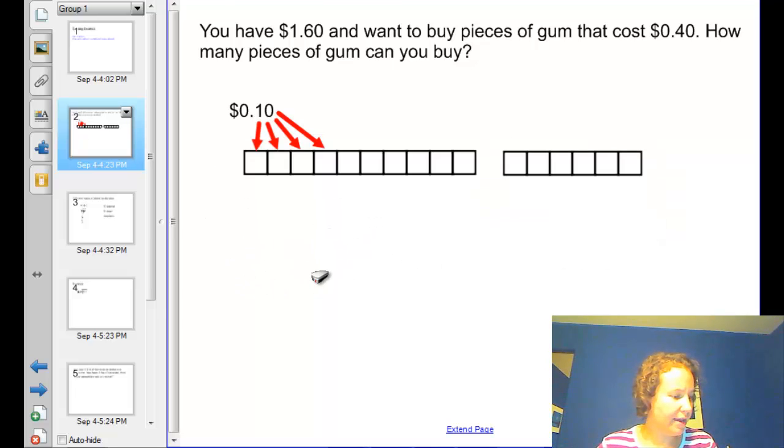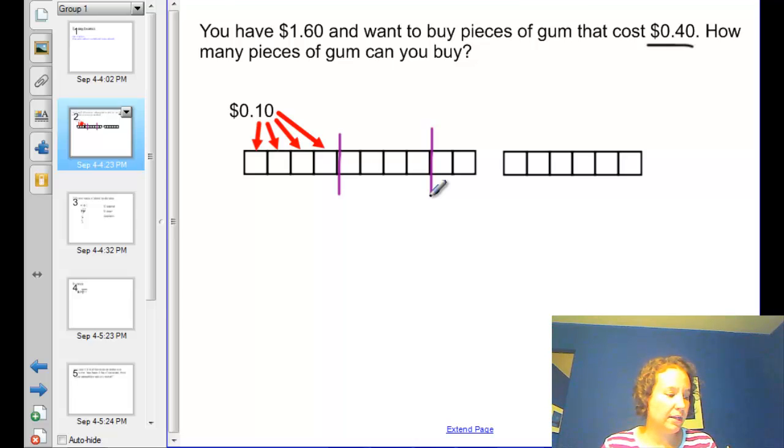If I'm asking now, how many 40-cent pieces of gum can I buy? I'm looking for 4/10 of a dollar. So I'm asking how many 4/10 chunks can I divide this up into? I can look here and see I have 1, 2, 3, 4. Here's one chunk that I can buy a piece of gum with. 1, 2, 3, 4. Here's another chunk that I can buy a piece of gum with.